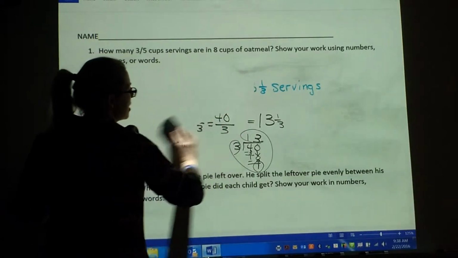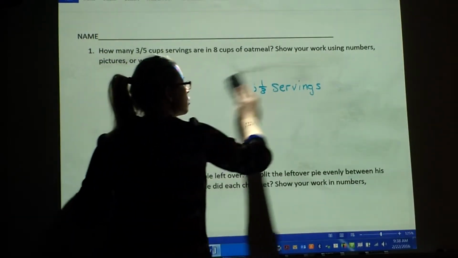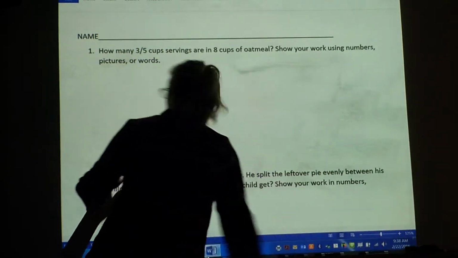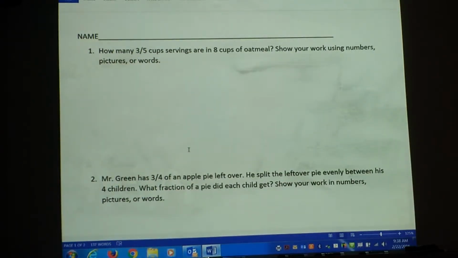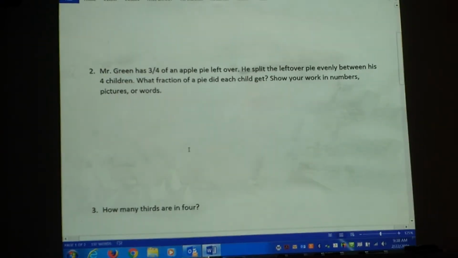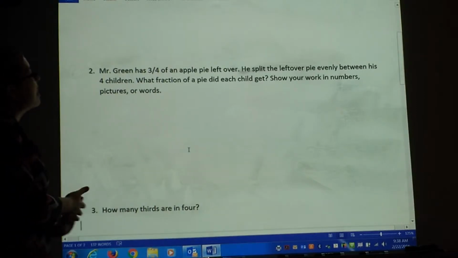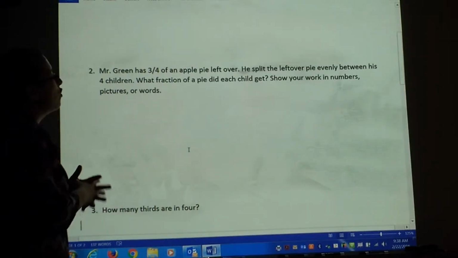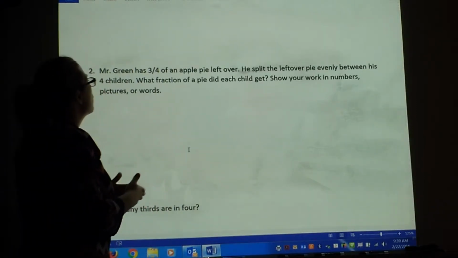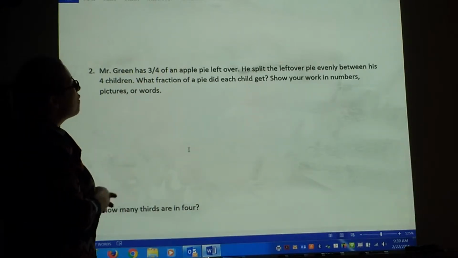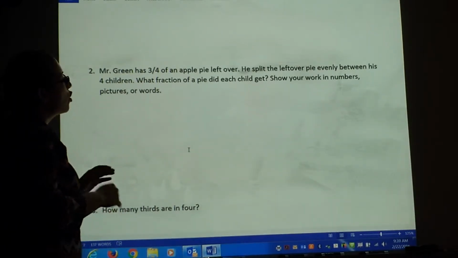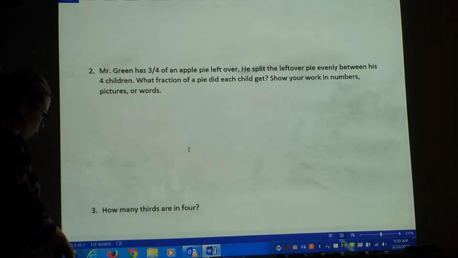Now if I move too fast in this video, feel free to pause, rewind, rewatch, whatever you need to do in order to get ready for tomorrow. Alright, number 2. Mr. Green has 3/4 of an apple pie left over. He split the leftover pie evenly between his 4 children. What fraction of a pie did each child get? Show your work in numbers, pictures, or words.